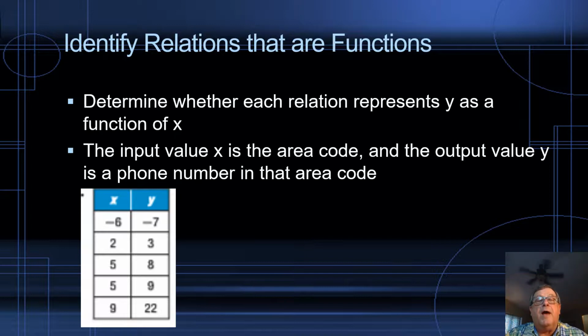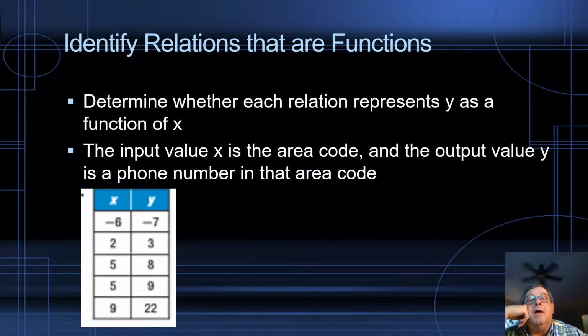All right, so let's take a look at what we have here. We're going to identify whether relations are in fact functions. It says determine whether each relation represents y as a function of x. First one, the input value, also being the independent variable, or the domain, is the area code, and the output value, y, the dependent variable, is the phone number in that area code.